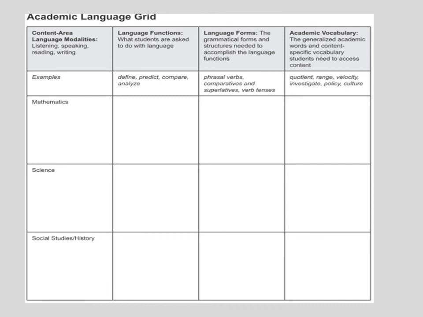more of a science class. And then policy and culture, more of a social studies. But a word like range could perhaps be in many of the different categories like math, science, or social studies.